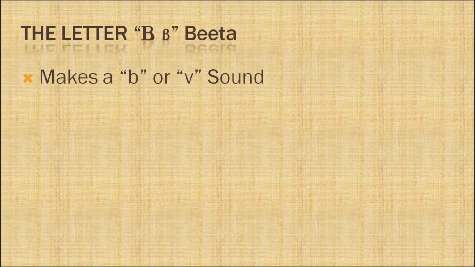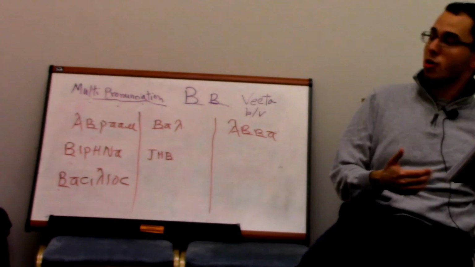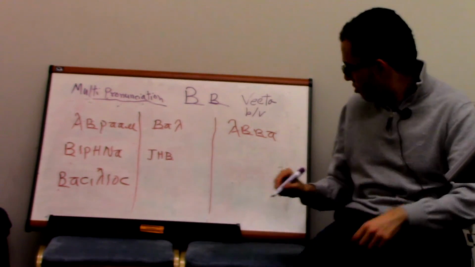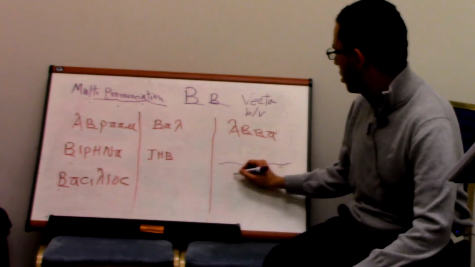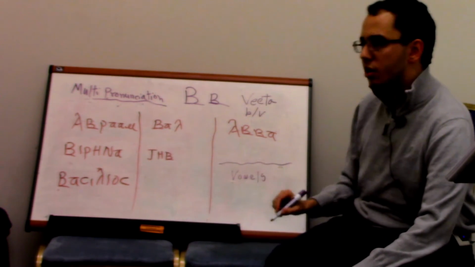So now we're going to start talking about Coptic, and the first multi-pronunciation Coptic letter we're going to learn is beta. And it makes either a B or a V sound. So just like English, now we need to know when is it a B, when is it a V, correct? So in order to do this, we have to remind ourselves of the vowels. Because remember what I told you if you watched the previous video, vowels are so important. So you have to know all your vowels.